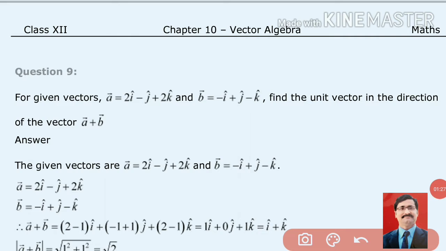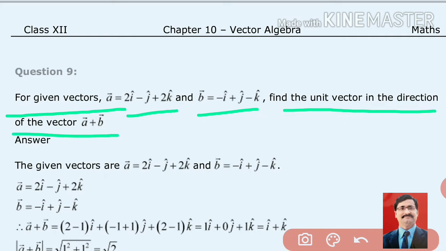This question: for given vector A equal to 2i minus j plus 2k, and the second vector B equal to minus i plus j minus k, find the unit vector in the direction of A plus B. First of all, write A and B, then find A plus B. Add the i, j, and k coefficients and you get 1i plus 0j plus 1k. The final result is i plus k.